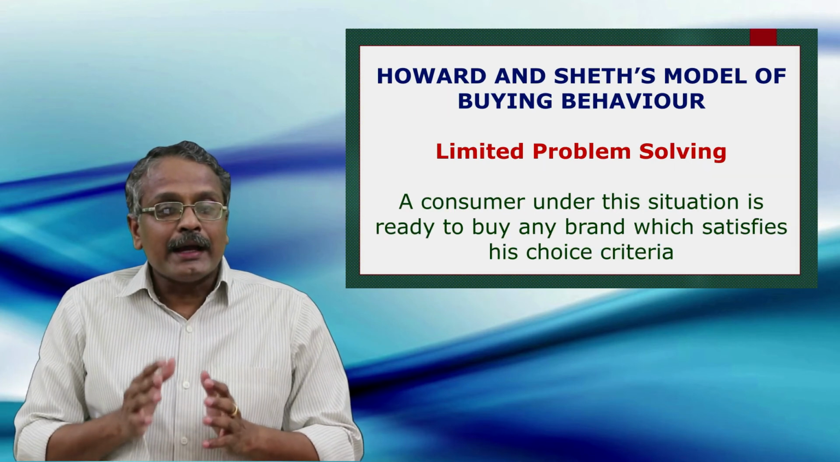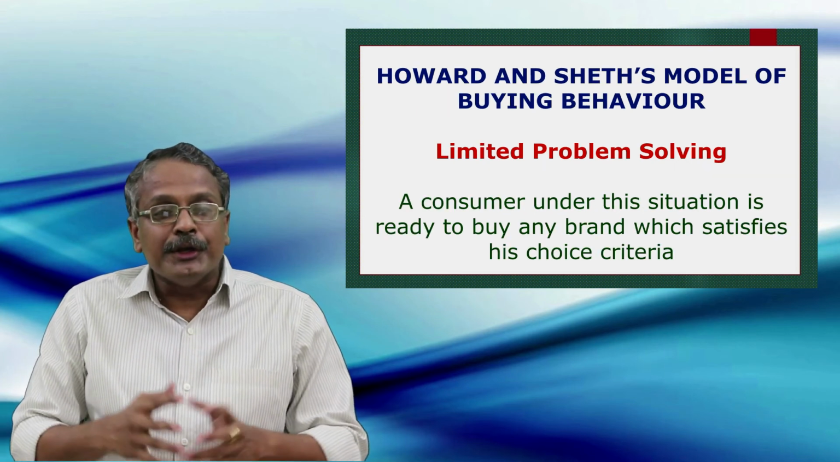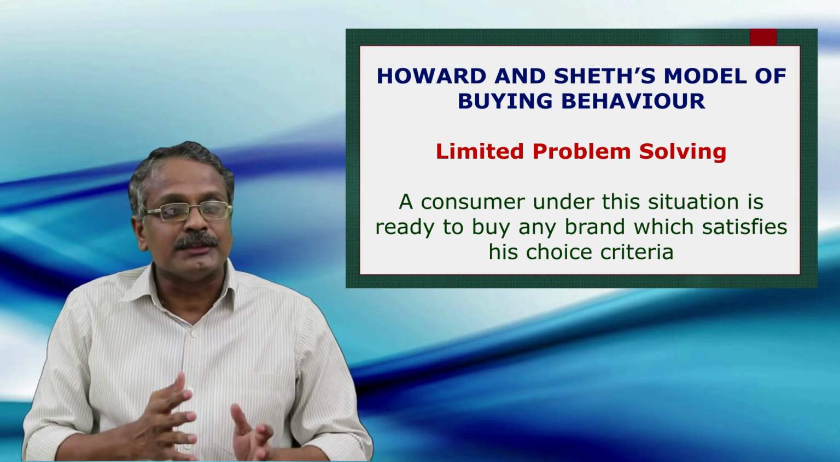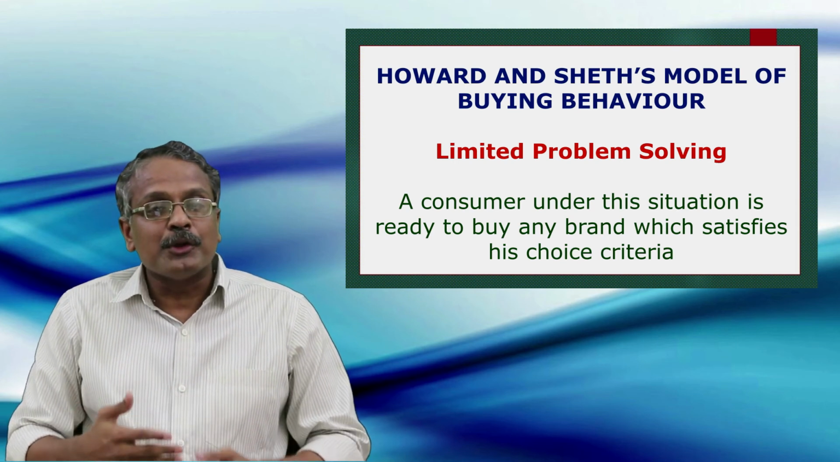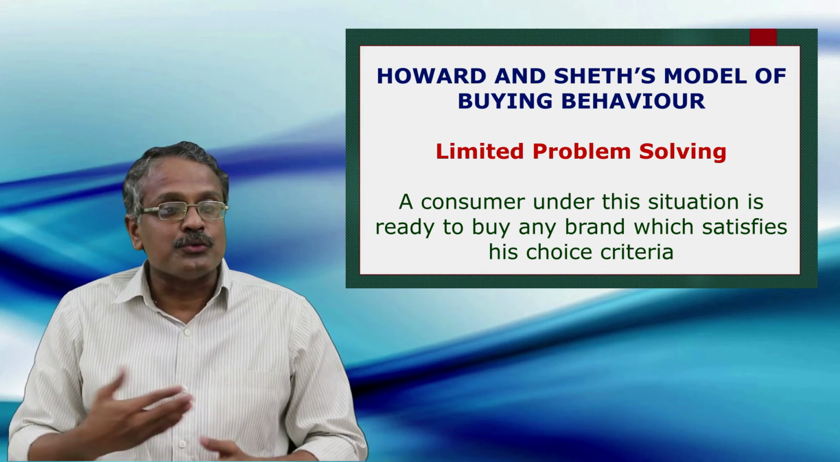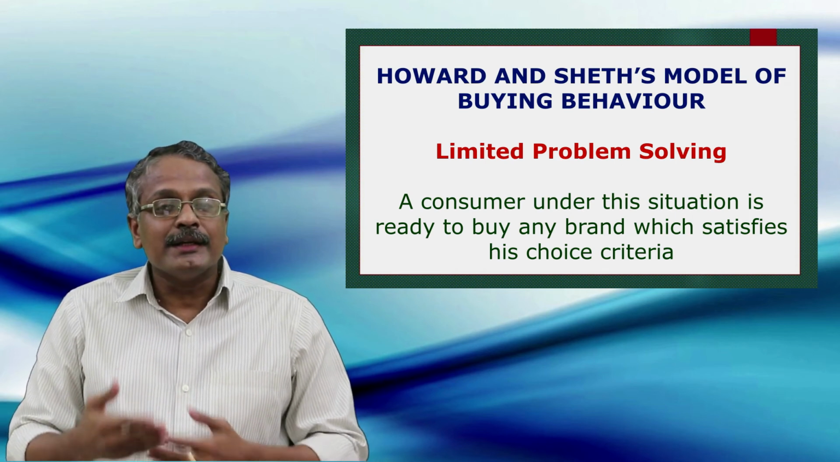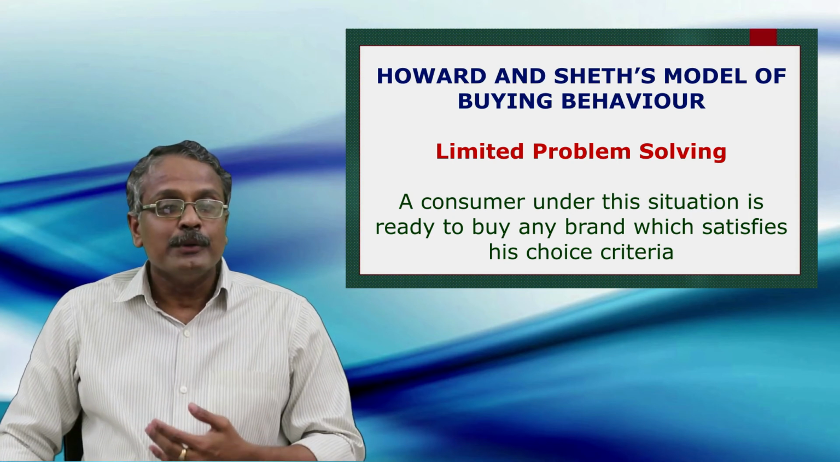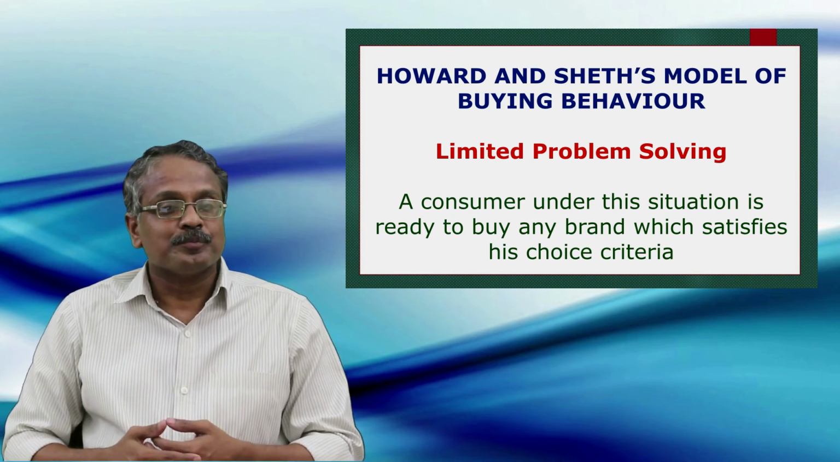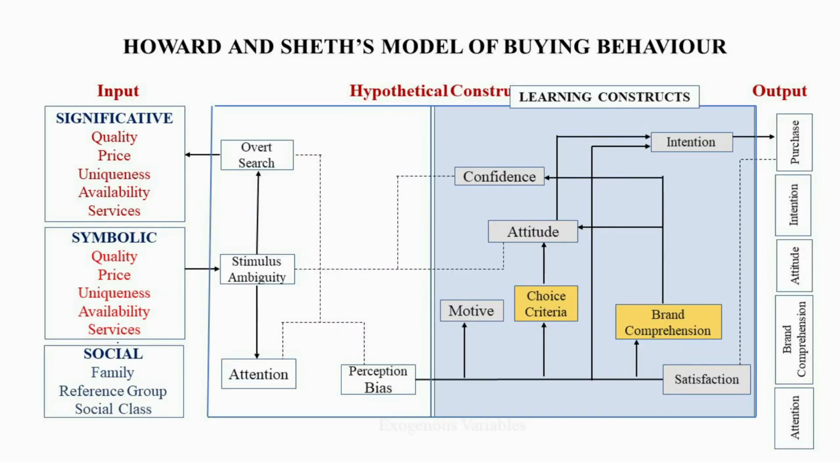That means a consumer under this situation is ready to buy any brand which satisfies his choice criteria. He knows about the brands and how to select from. Thus, he can start the decision process directly from choice criteria. Here, he evaluates different brands based on the criteria, and as a result, a certain attitude is created towards the brand. If this attitude is a positive one, of course he can proceed to purchase intention and purchase action.